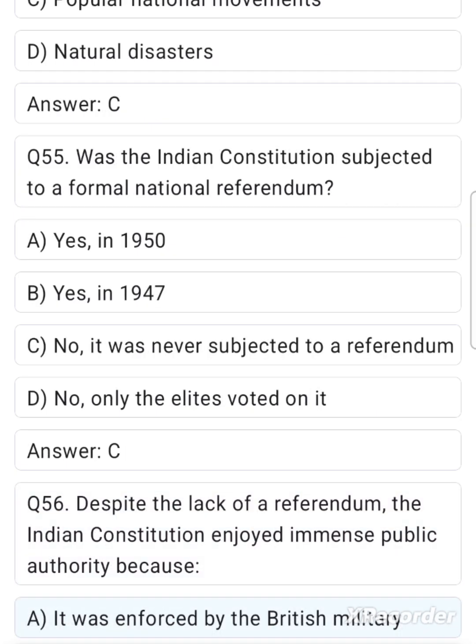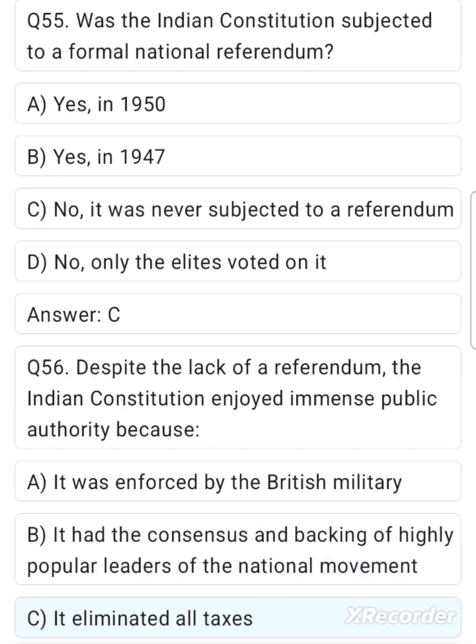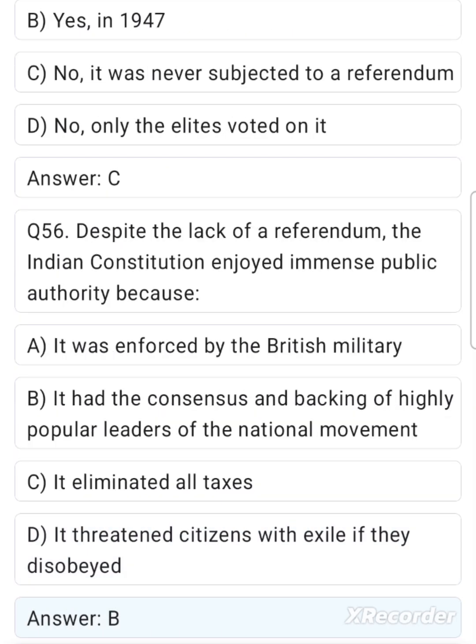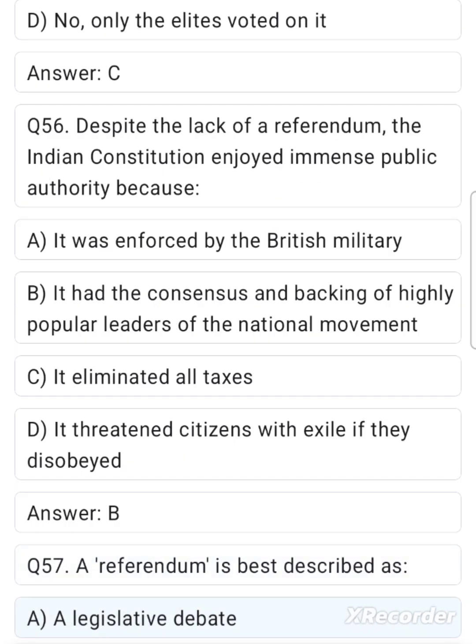Q56. Despite the lack of a referendum, the Indian Constitution enjoyed immense public authority because: A. It was enforced by the British military. B. It had the consensus and backing of highly popular leaders of the national movement. C. It eliminated all taxes. D. It threatened citizens with exile if they disobeyed. Answer: B.